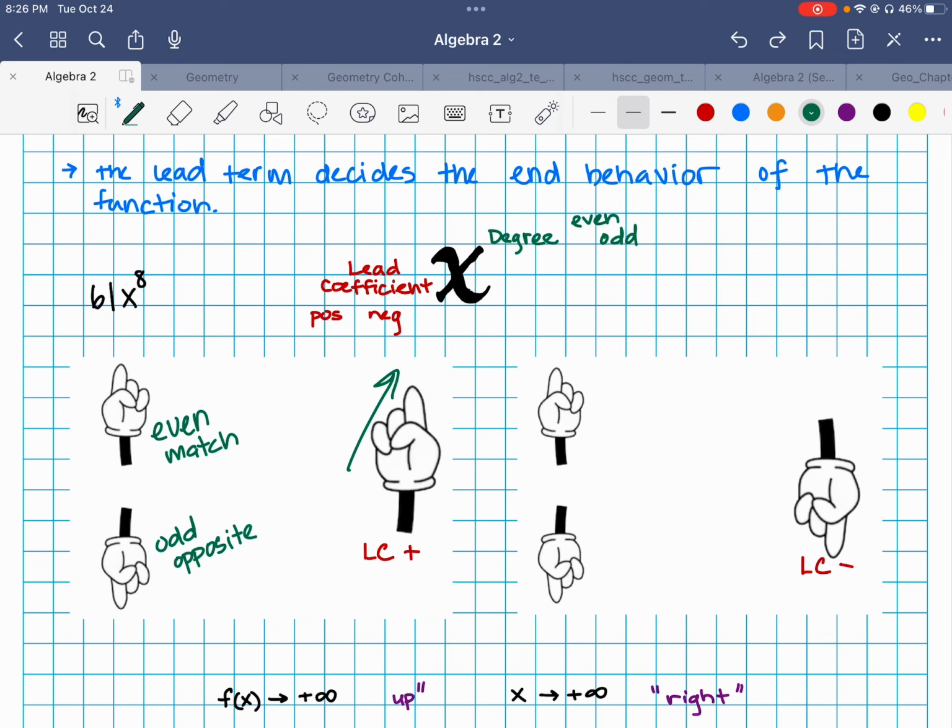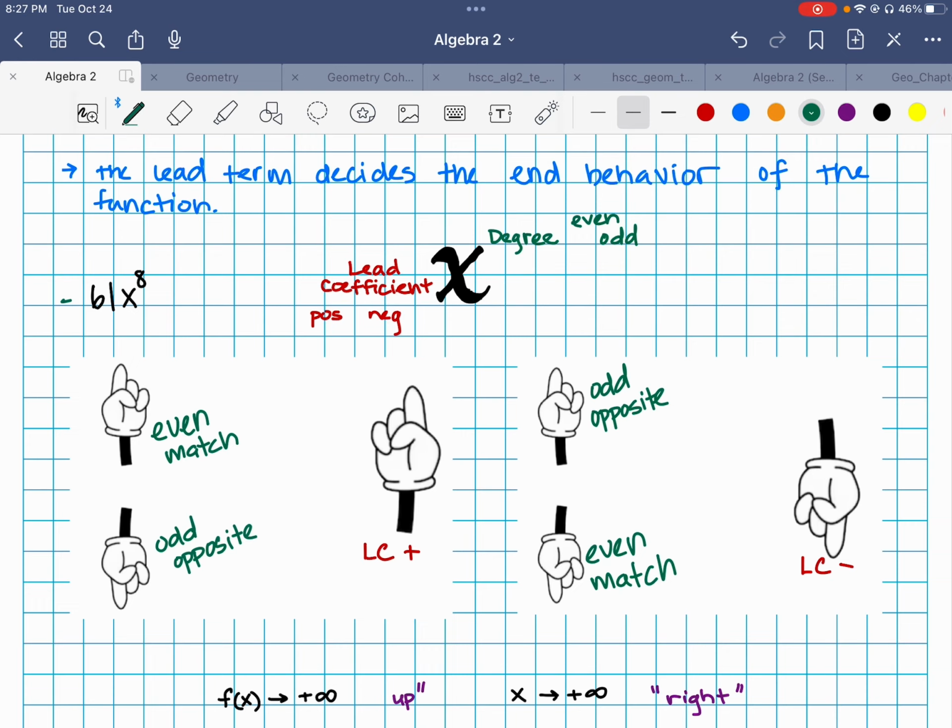Now, what if the lead coefficient was negative? Then our right hand is going to go down. But our degree is going to determine whether or not our left hand follows it. So if the degree is even, we will match our right side. The left hand will match the right side. And if it's odd, then the left hand will be in the opposite direction of our right hand. And this is how we define our end behavior.